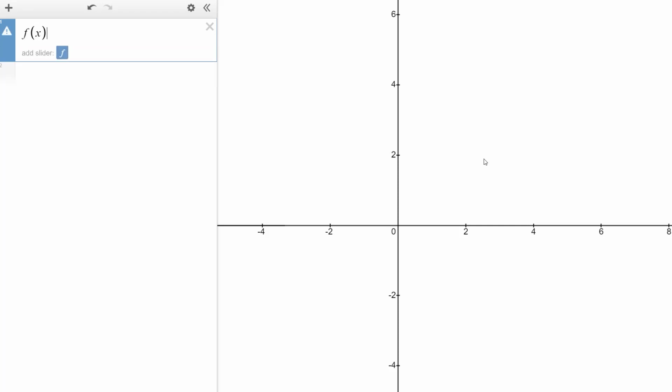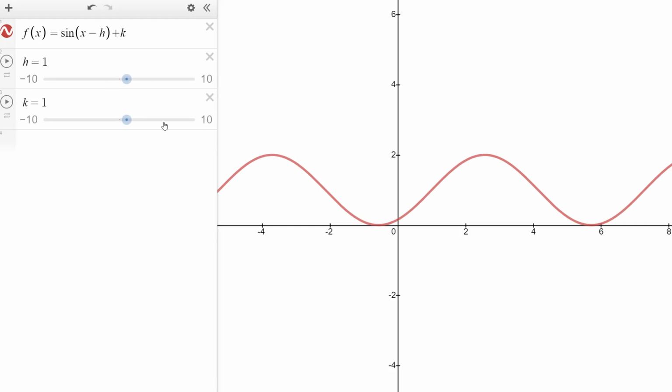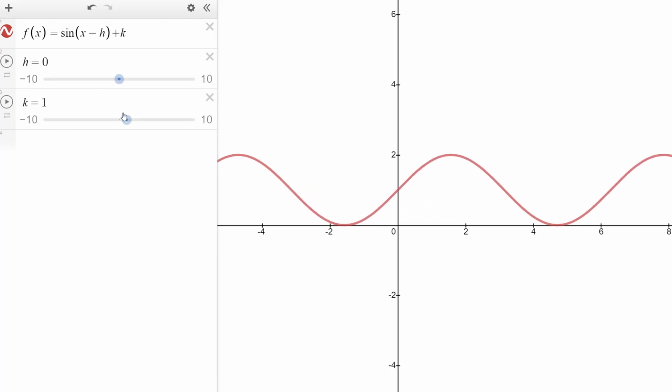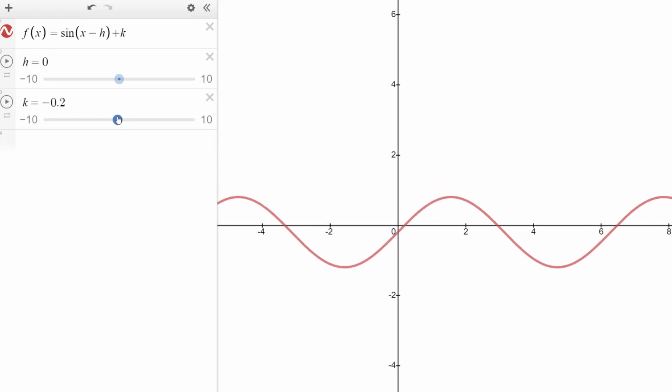and I'm going to go ahead and type in the function f of x, and we said it was going to be sine of x minus h, plus k. When you do this in Desmos, it asks you if you want to add a slider for each constant here, what we would call a parameter. I'm going to click all, so I add a slider for each of those, and I'm going to set them both to 0. That's the base value of it.